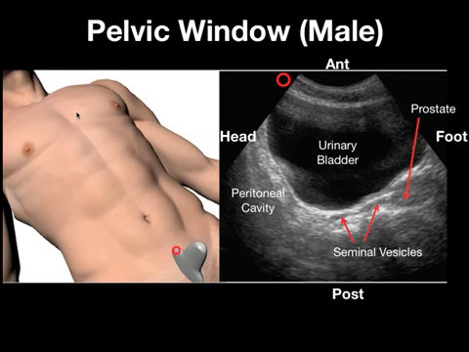Let's first take a look at a male patient. I'm only going to be looking at the sagittal pelvic window because I think this is the easiest way in order to determine free fluid in the pelvis. I think transverse images can be confusing.